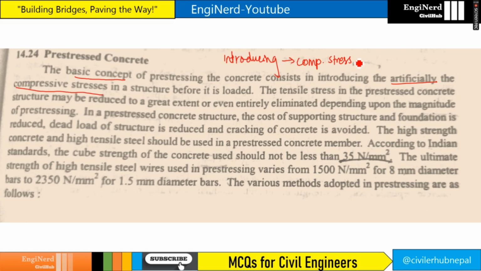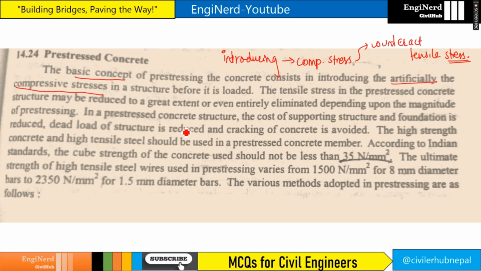So why are we introducing this compressive stress? To counteract tensile stress. As we know, concrete is very weak in tension, so we need to counteract this. So we are introducing compressive stress into the structure.